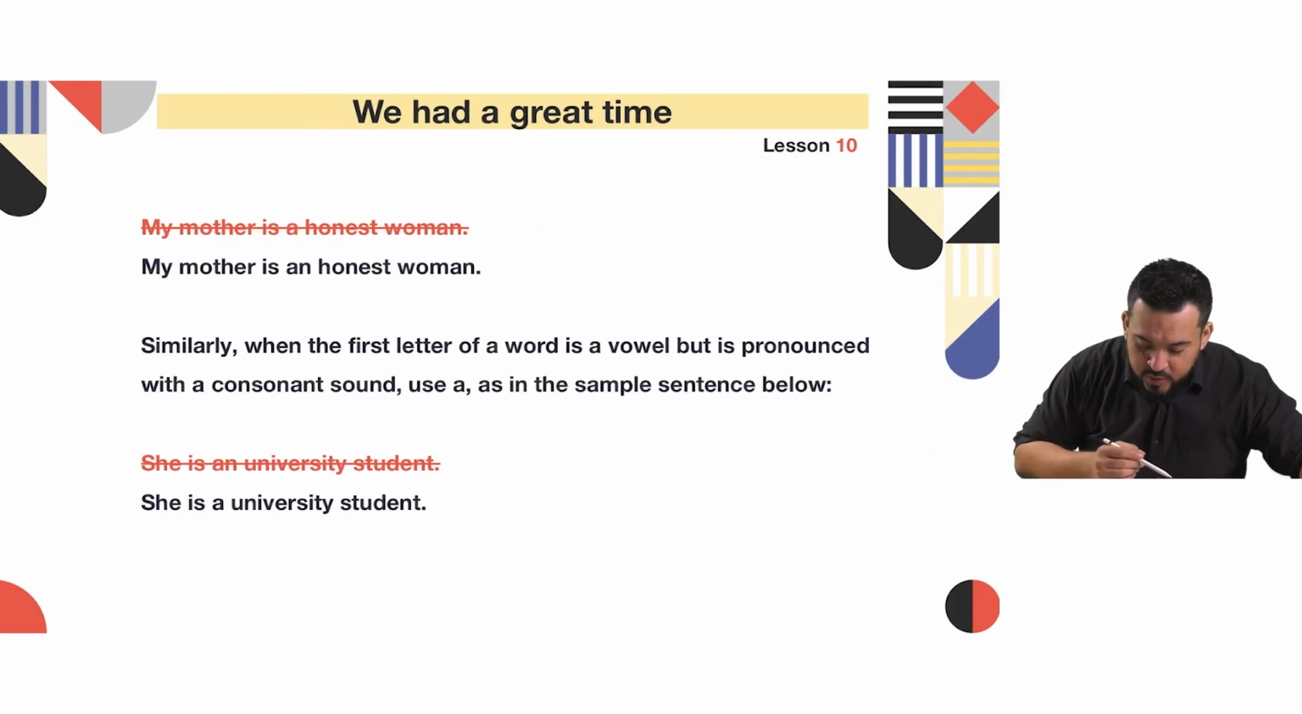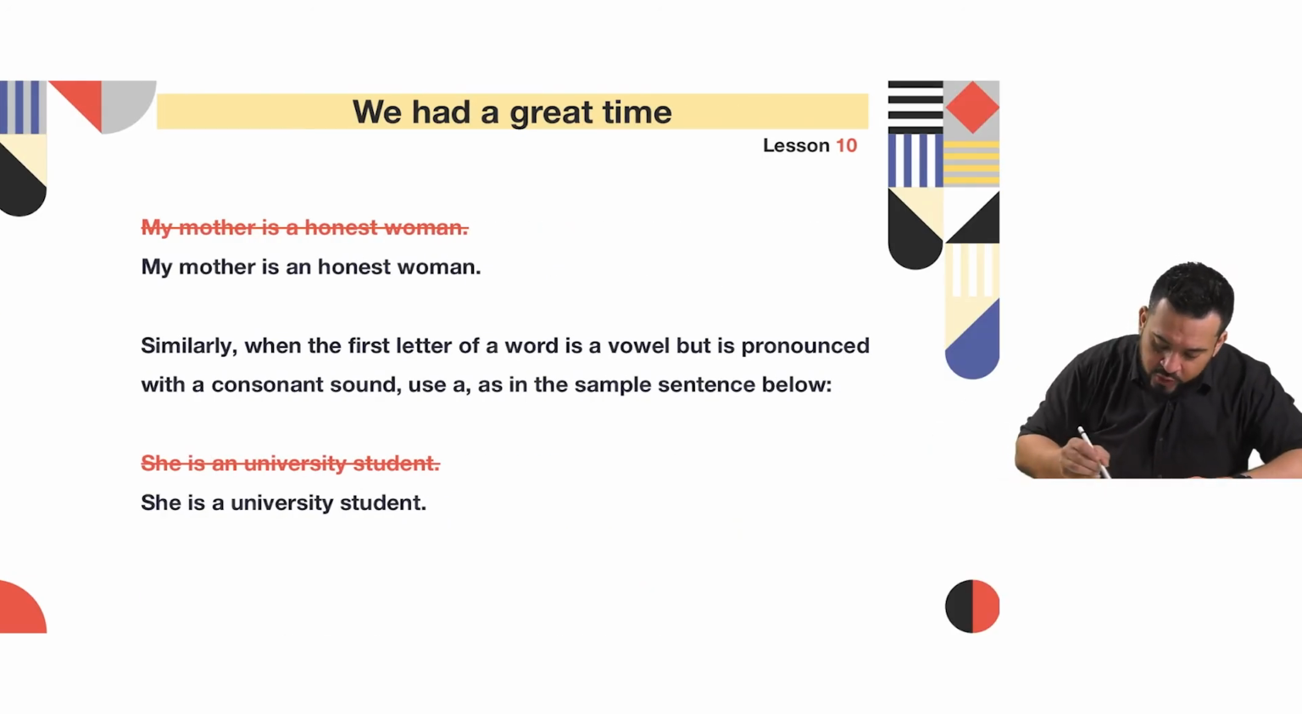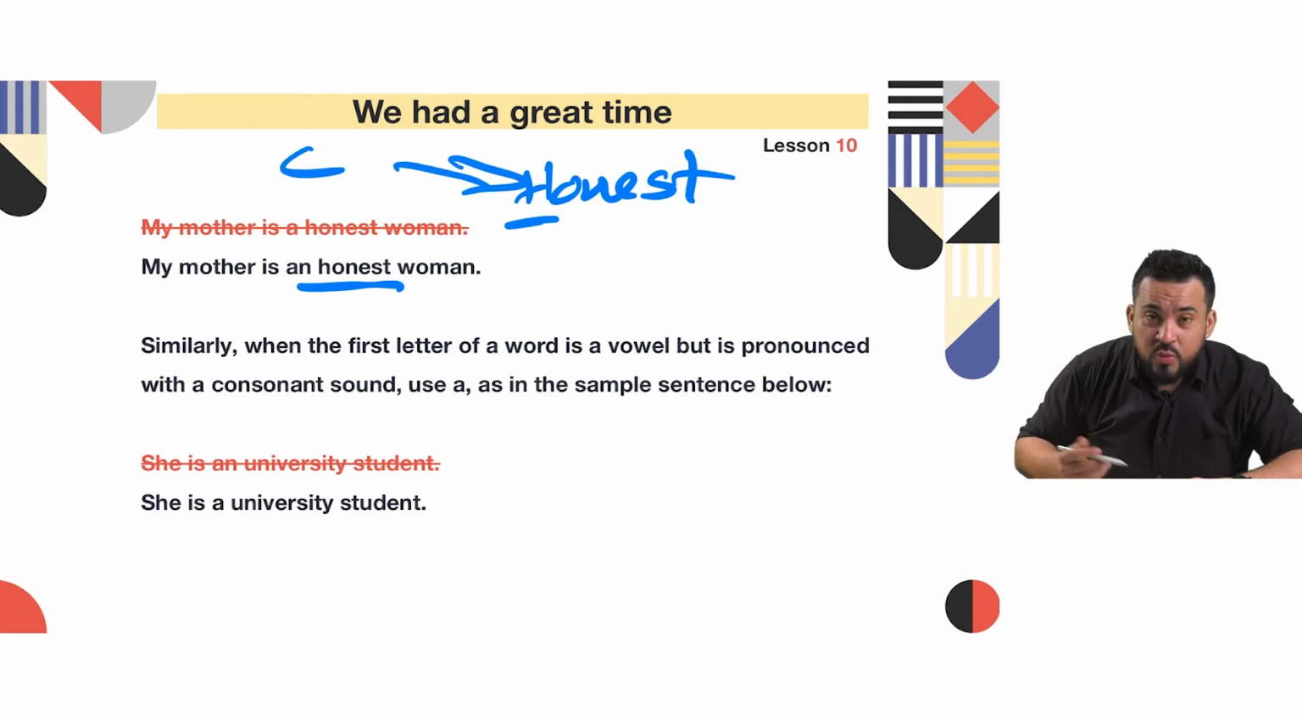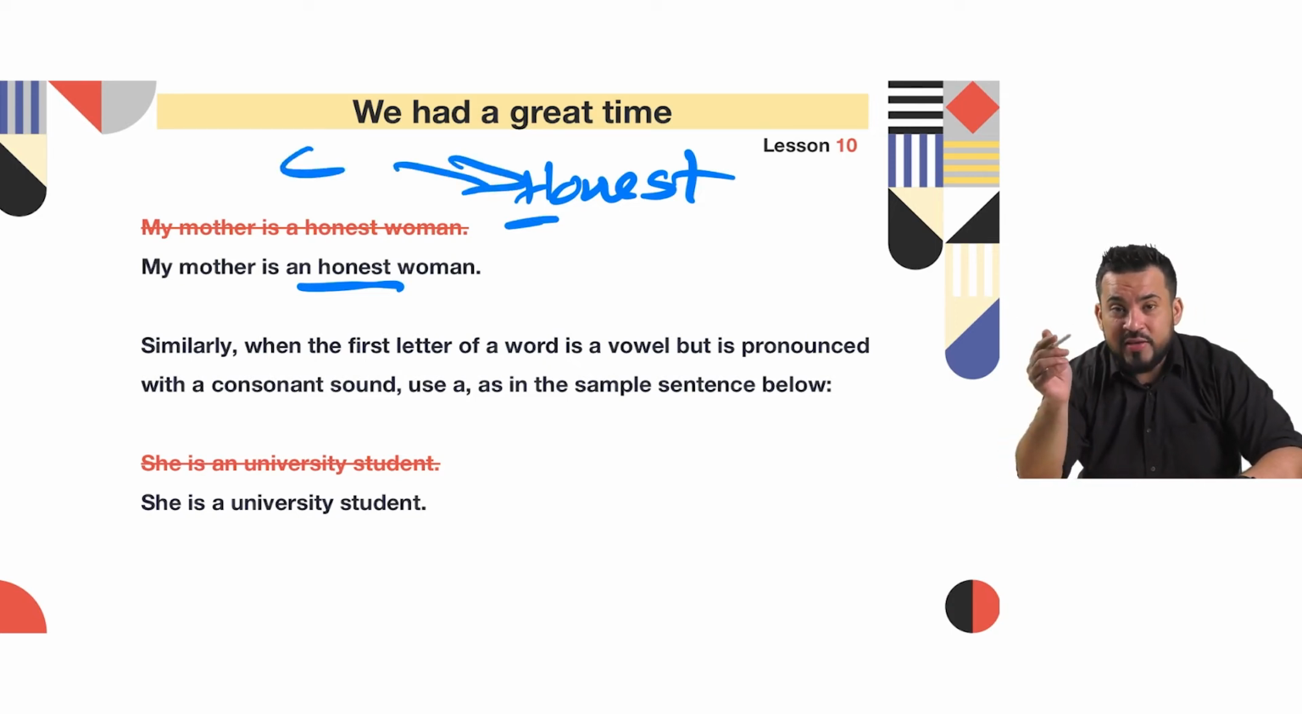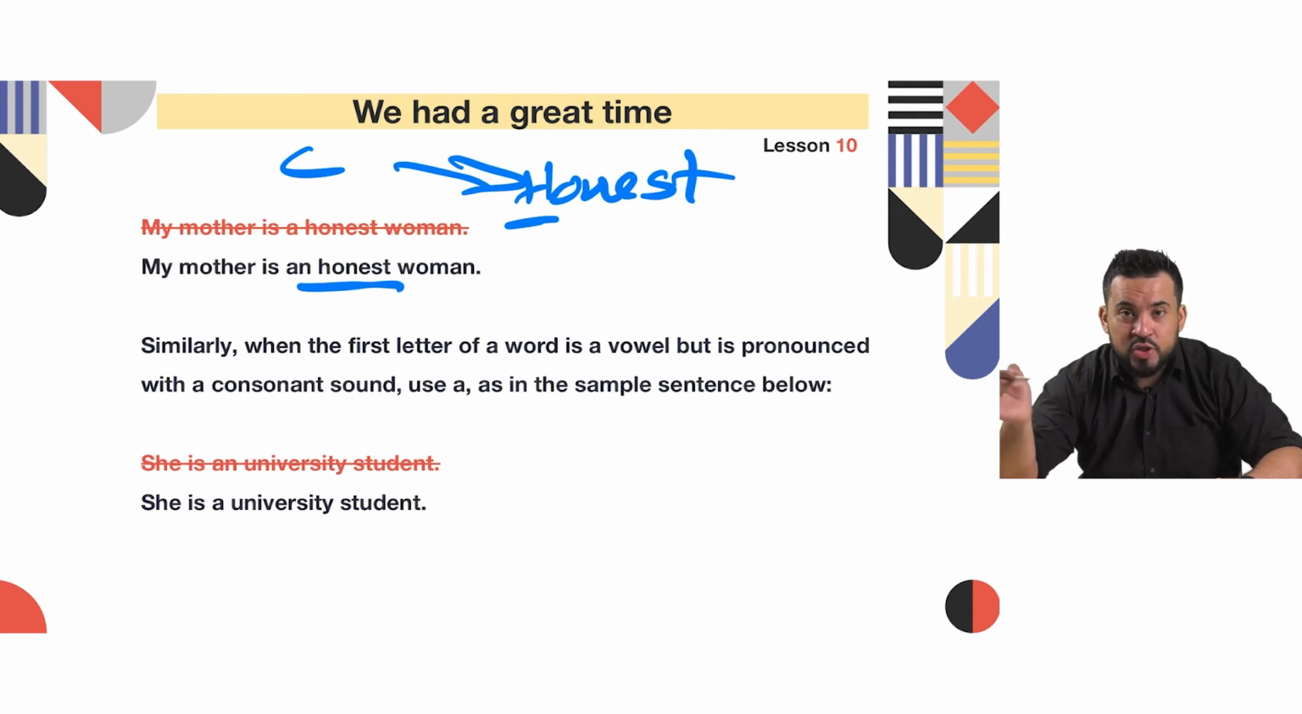Let's take a look at some words. You have this word, honest. Okay, this word starts with an H. The H is a consonant, right? We write C for consonant. Yet we say an honest woman or an honest man because the H is silent. So it sounds like an O, honest. An O is a vowel. That means we treat it like a vowel. We don't say a honest woman or a honest man. We say an honest man or an honest woman.